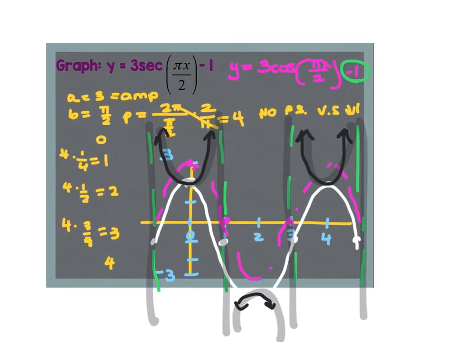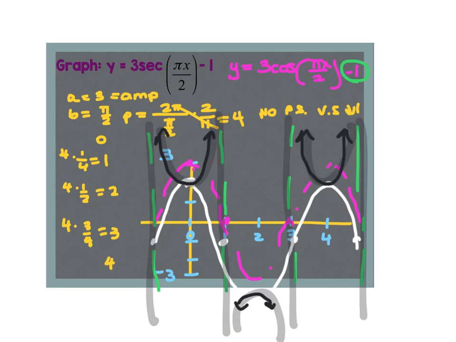This one's secant, so it would be cosine, 3 cosine of pi x over 2, minus 1. The A is 3. Period would be 2 pi over pi over 2, which becomes 4. Then the quarter points 1, 2, 3, and then first one's 0, last one's 4. There's no phase shift, so those are your key points.